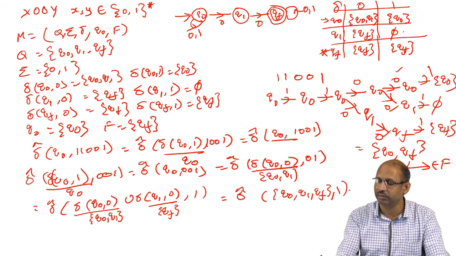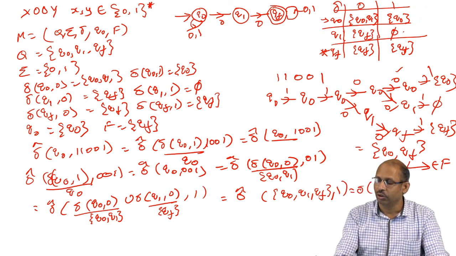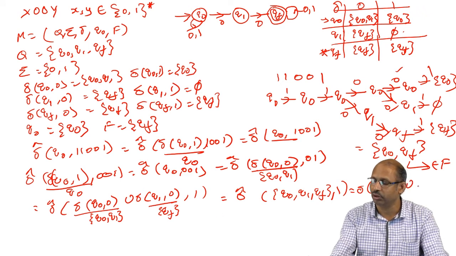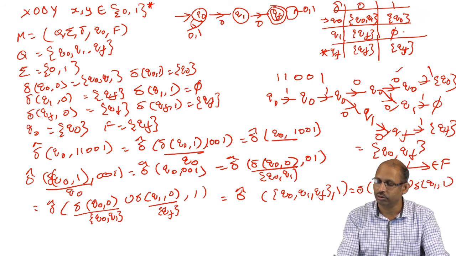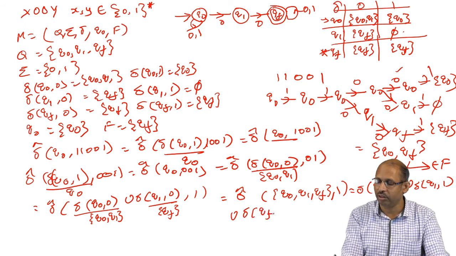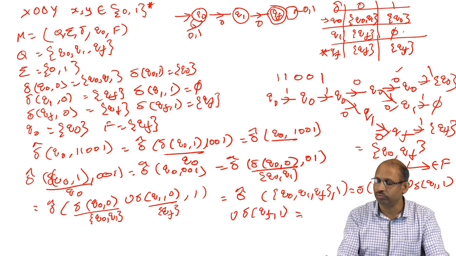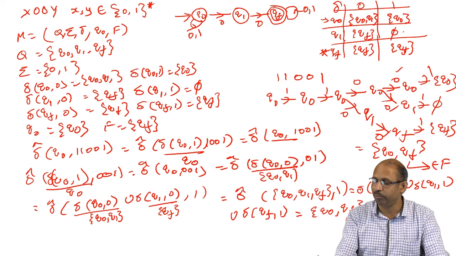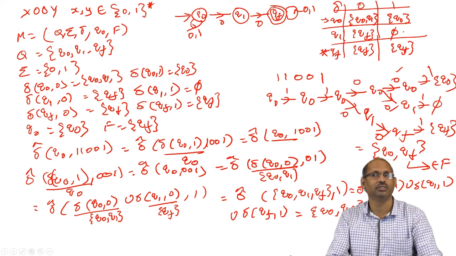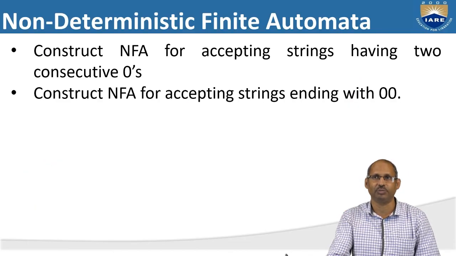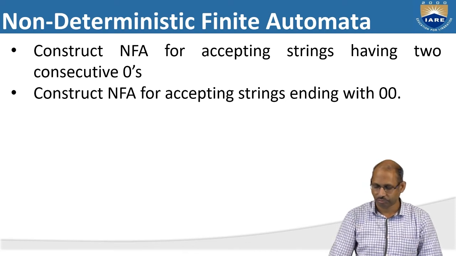We have to check Q naught on 1 union with Q1 on 1 union with QF on 1, which finally leads to Q naught, QF. Which of them belongs to the set of final states? QF. So the string is accepted. Right?